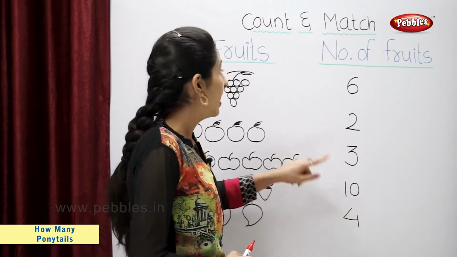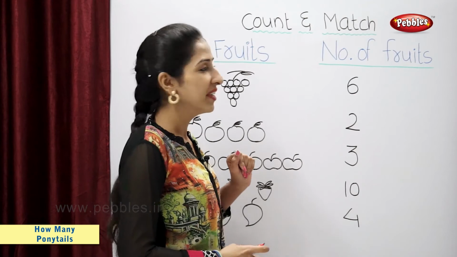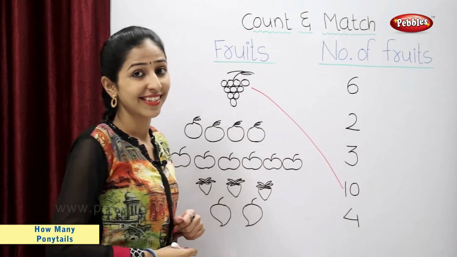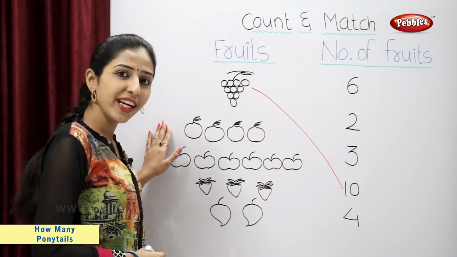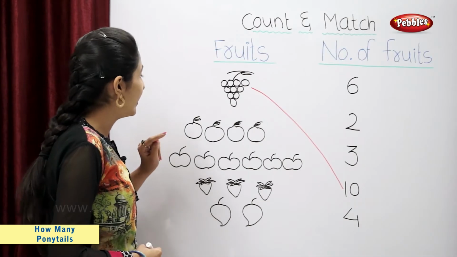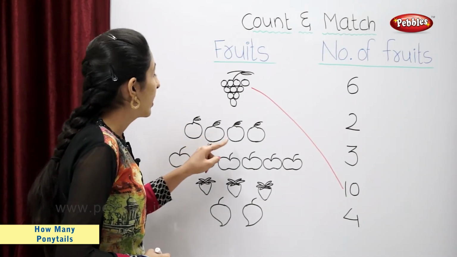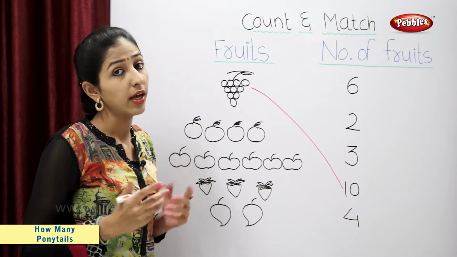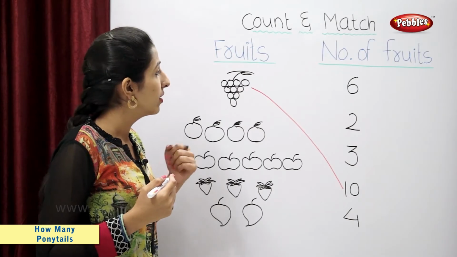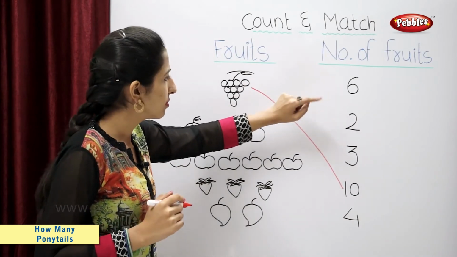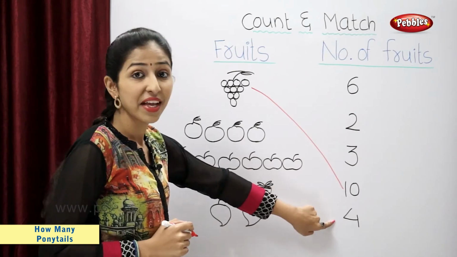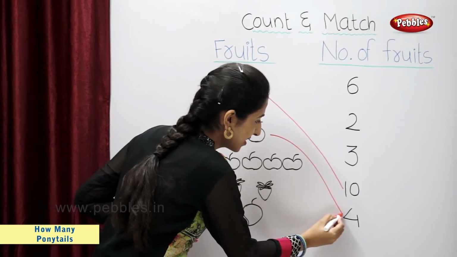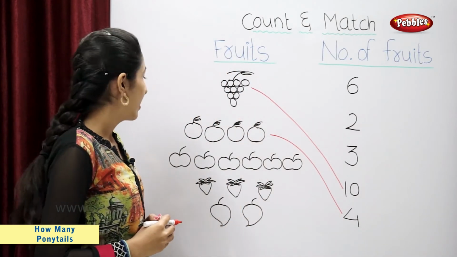Number 10. Now let's match them. Now let's count oranges. 1, 2, 3 and 4. Students, now you tell me where is number 4? Number 4. Very good.